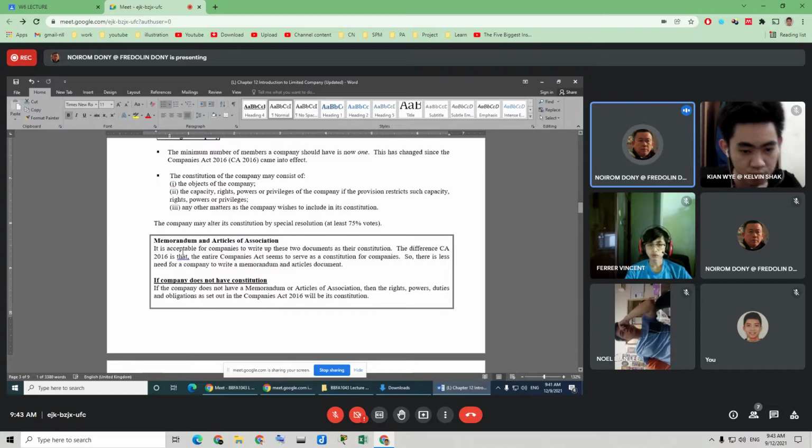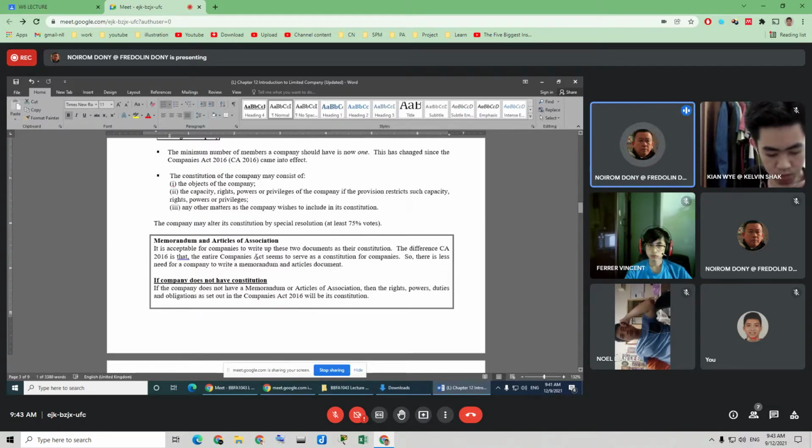Previously, under the Companies Act 1965, you had to prepare a memorandum and articles of association, where certain issues had to be written in the memorandum and certain issues in the articles of association. But now they have made it simple. The company doesn't have to write the memorandum and articles document. What is written in the Companies Act 2016 is regarded as the constitution of the company. So that is the process of modernization of the Companies Act.